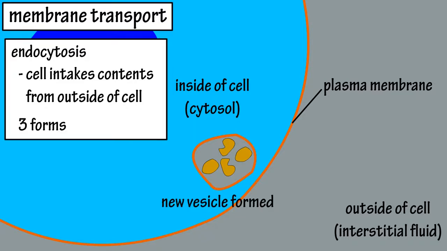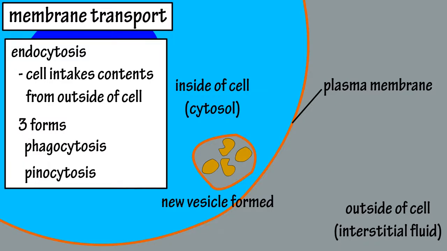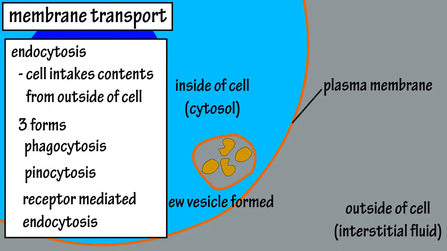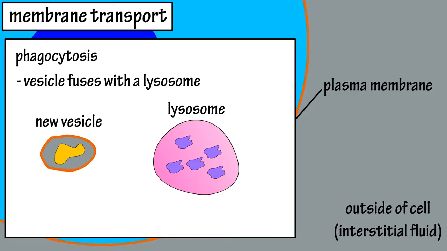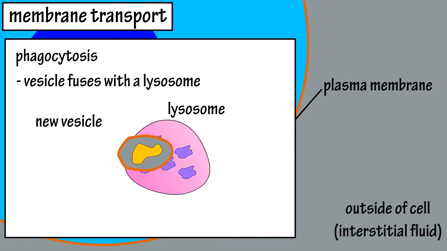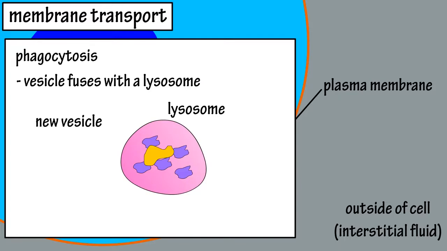There are three main forms of endocytosis: phagocytosis, pinocytosis, and receptor-mediated endocytosis. In phagocytosis, a large particle is engulfed by the newly formed vesicle, and this vesicle fuses with a lysosome, which is a membranous vesicle that contains digestive enzymes that break down the particle into its component molecules. Phagocytosis is also called cell eating.